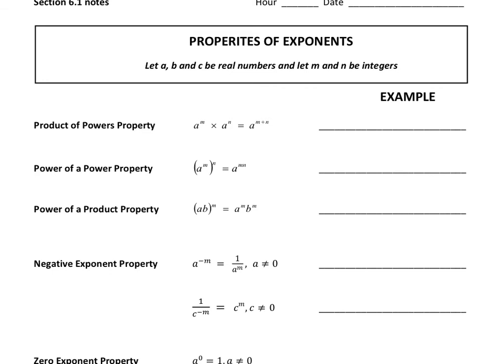The first one is the product of powers property. And that says if two things with the same base are multiplied, like a to the m times a to the n power, you add the exponents. So for example, if we had x squared times x to the third, it would equal x to the fifth, because you add up the exponents.